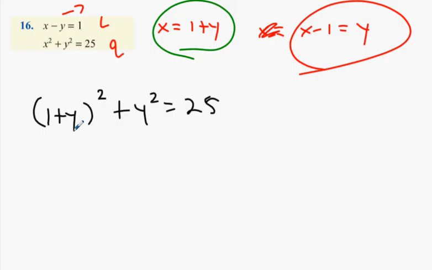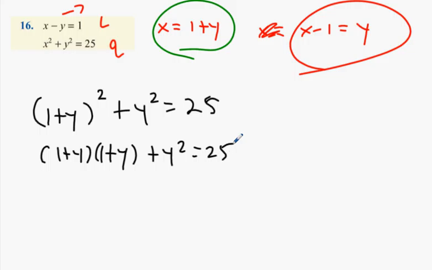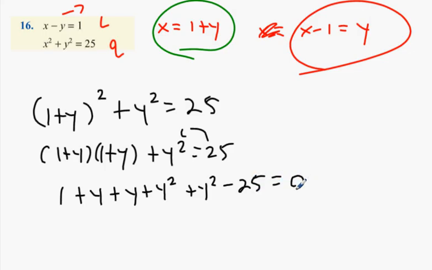Now, square that out. How do you square this out? 1 plus Y, 1 plus Y. Multiply it out: 1, plus Y, plus Y, another Y, a Y squared, plus another Y squared. Take away your 25. After that, 2Y squared equals 2Y minus 64.